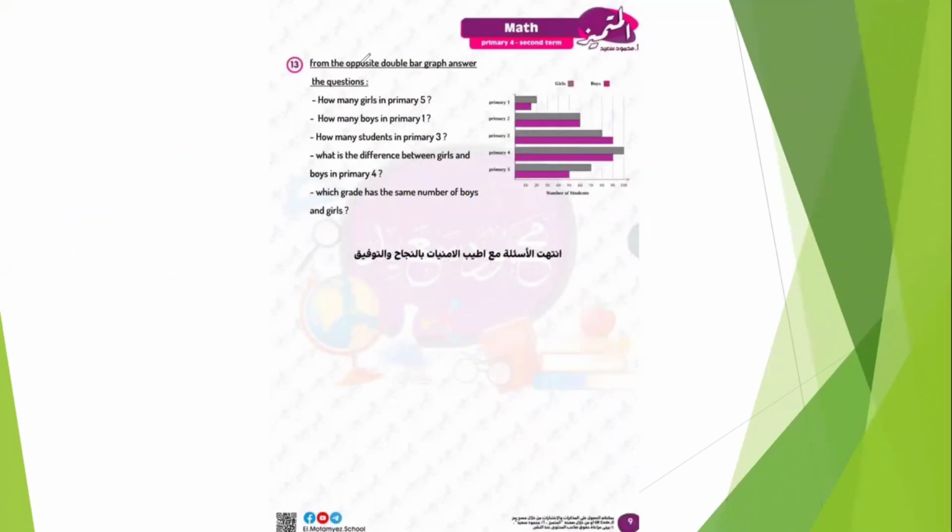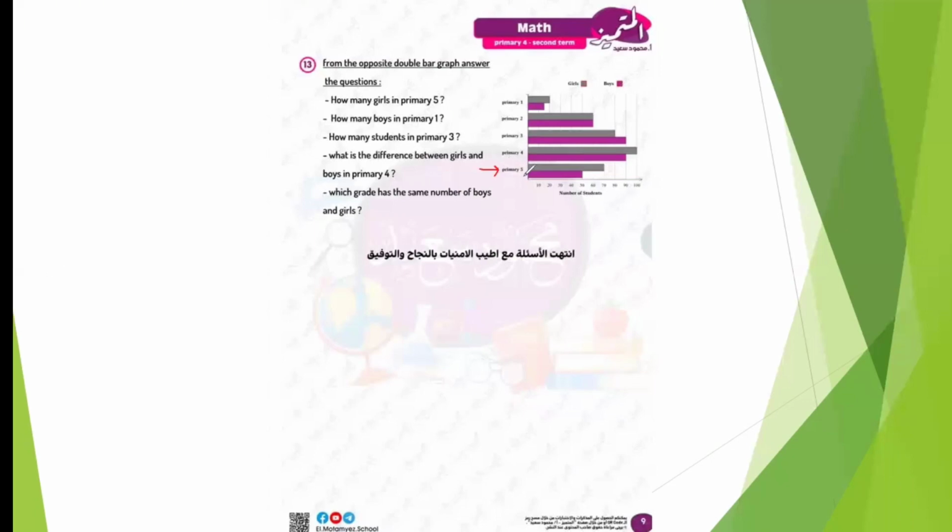13. From the opposite double bar graph, answer the questions. Let's understand the double bar graph. It's talking about the number of students in primary 1, primary 2, primary 3, primary 4, primary 5. The gray represents the number of girls. The purple represents the number of boys. The first question, how many girls in primary 5? So this is primary 5, and the number of girls in gray. So we will look to this bar till 70. So there are 70 girls in primary 5.